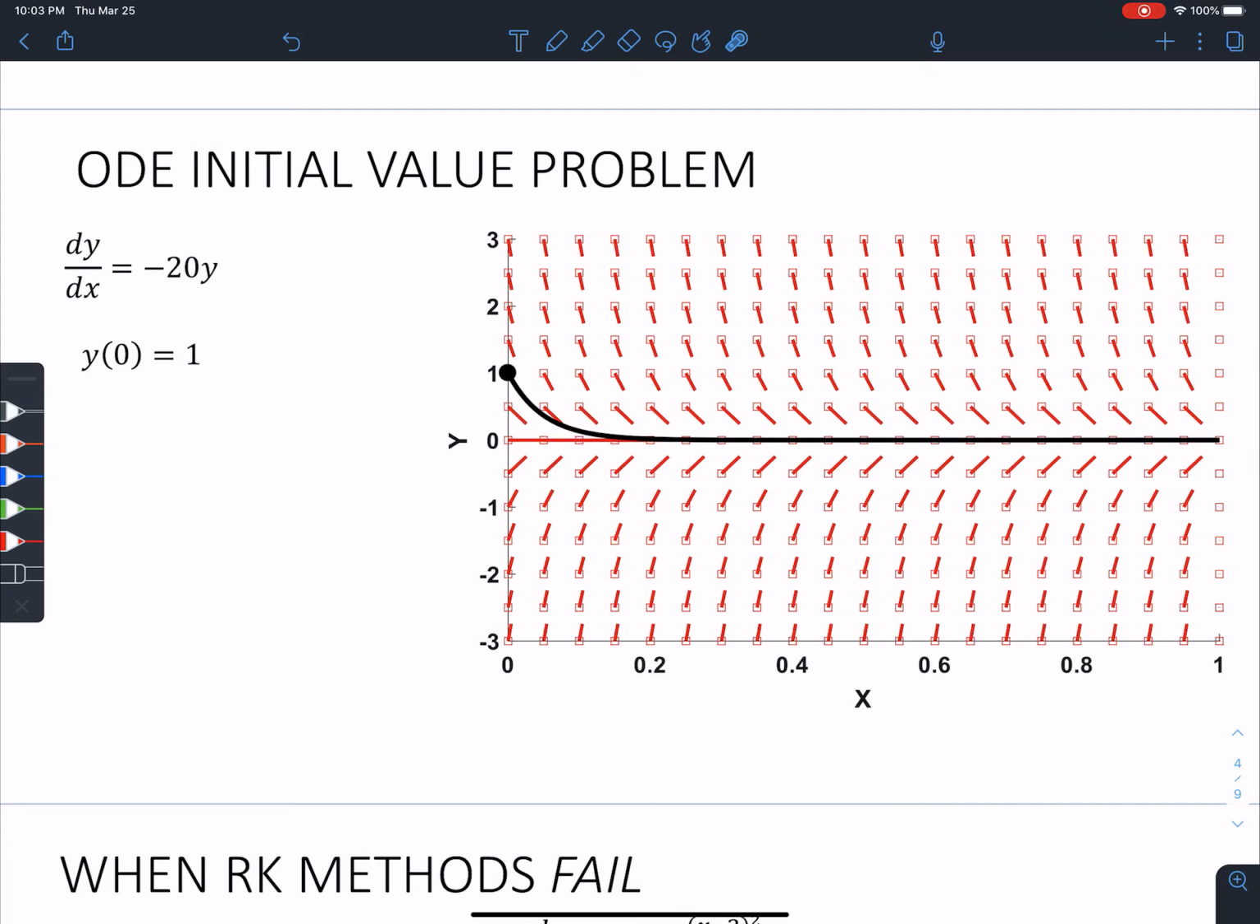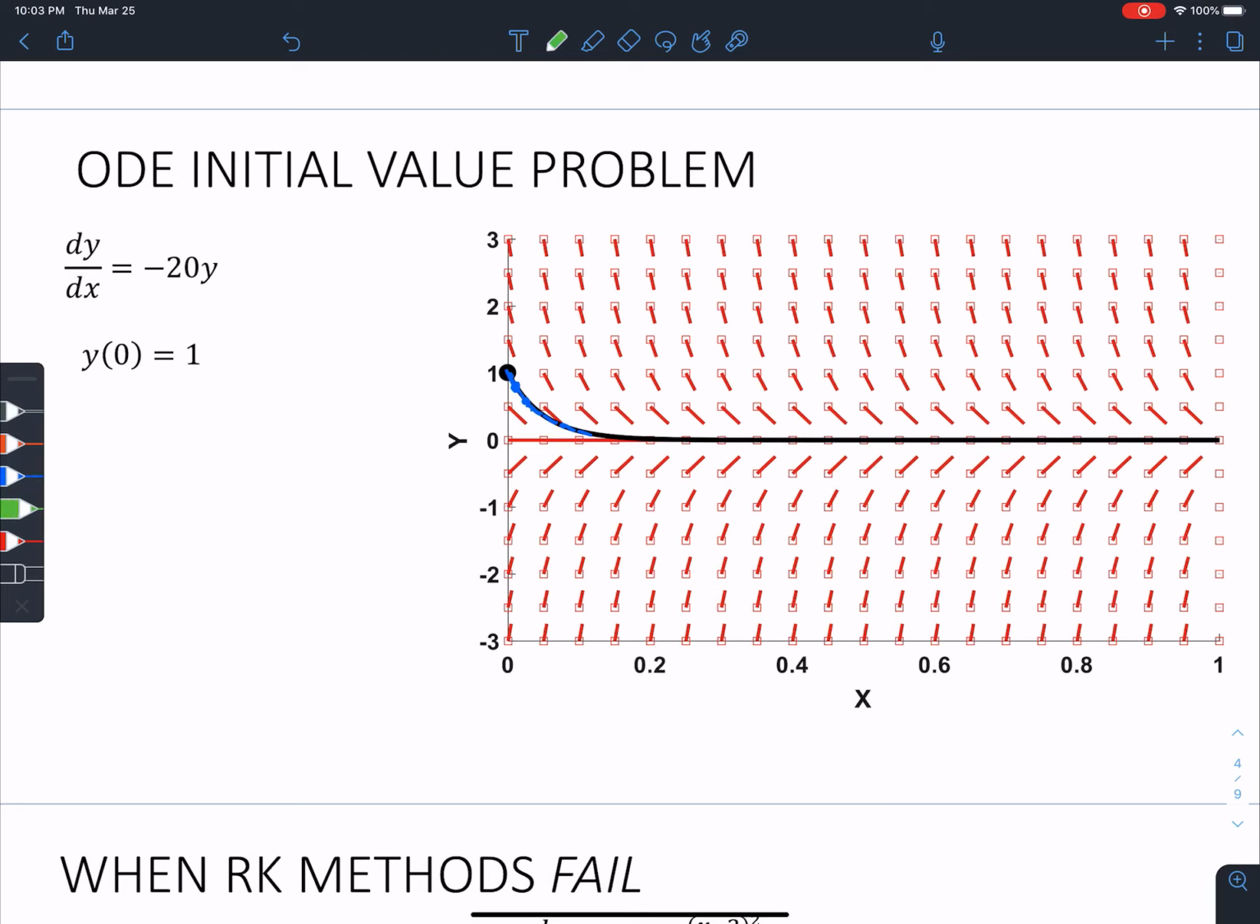Of course, we can get the solution in this case by greatly decreasing the step size. So instead of using 0.1, maybe I'll use 0.01. In this case, I'll start here. I'll just take a tiny little step, and I'll do it again, tiny little step, and I'll be much more inclined to follow this particular line here. My solution will be much more accurate.